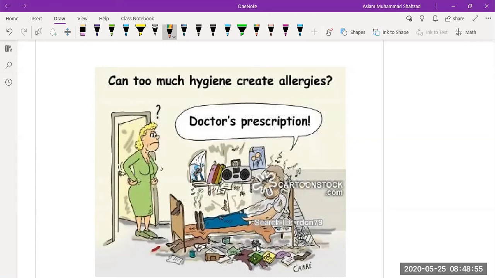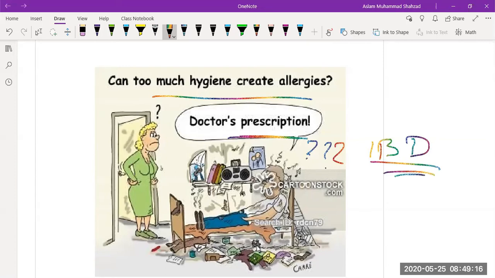That is why the scientists suggest that kids or young people need to be exposed to allergens. That's why this picture is so funny, asking can too much hygiene create allergy? He said doctor prescription, because he has inflammatory bowel disease. So you can see this is a new hypothesis, known as the hygiene hypothesis.